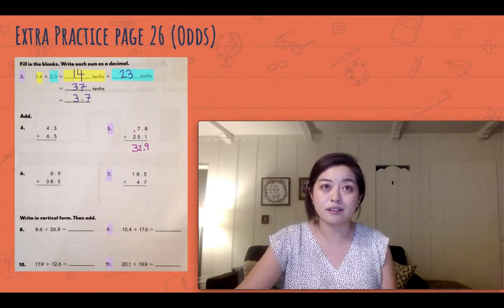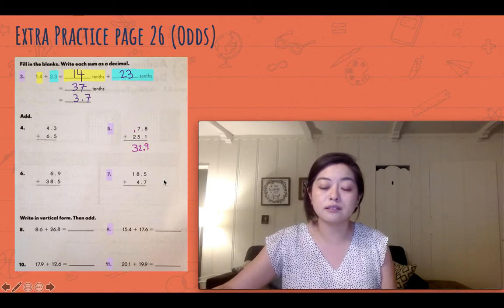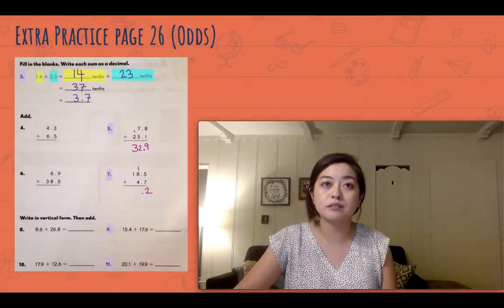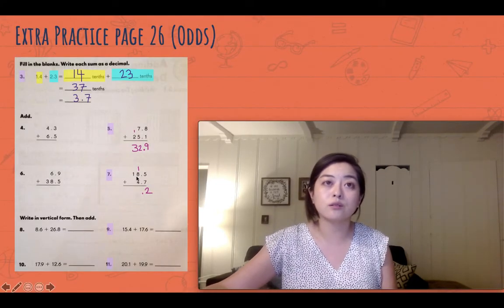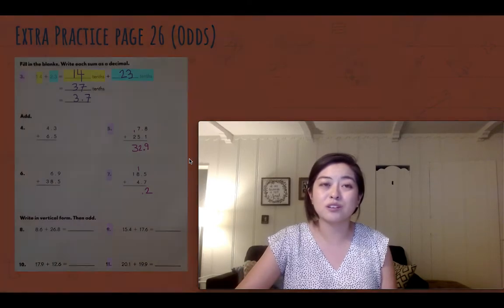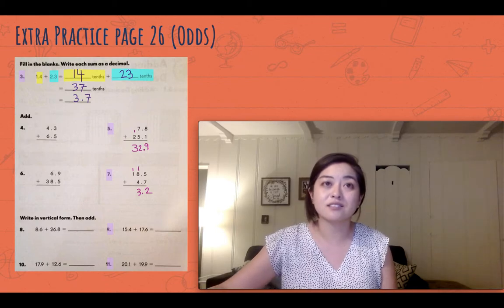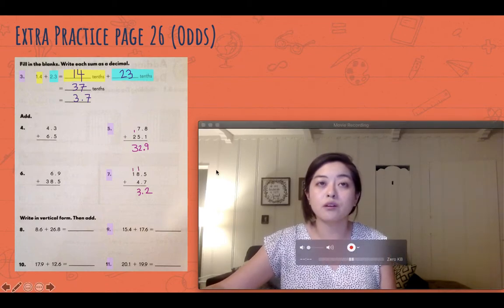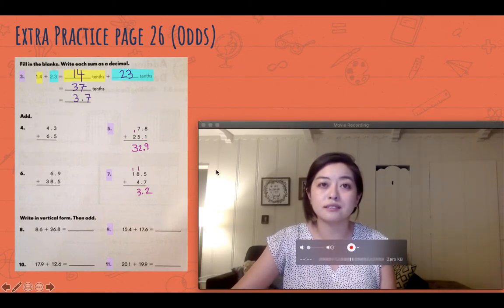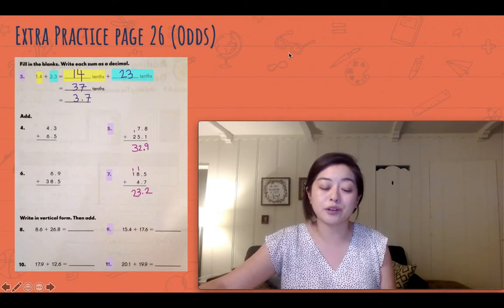Let's look at number 7. Start with the lowest place value over here in the tenths. So 5 tenths plus 7 tenths is 12 tenths. Drop the decimal point. Now let's add the ones over here. 1 ten plus 8 tens plus 4 tens is 13 tenths. And now let's add the tens over here. 1 ten plus 1 ten is 2 tens. So your answer is 23.2.